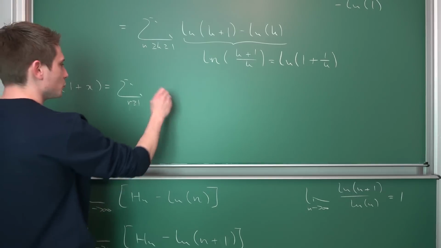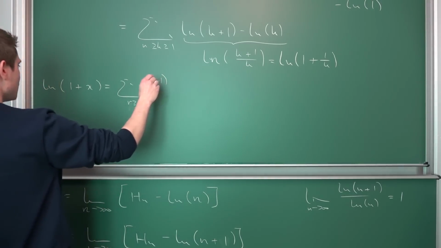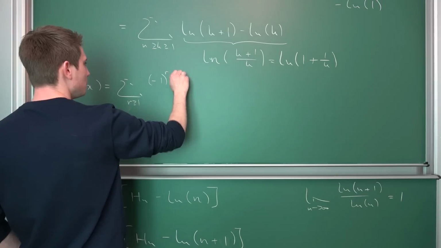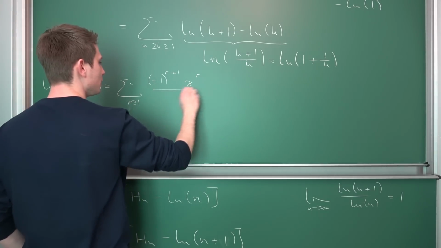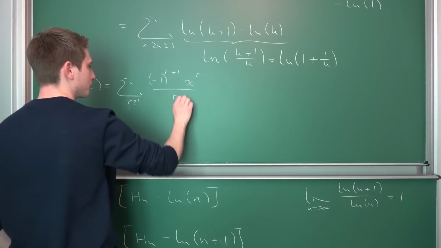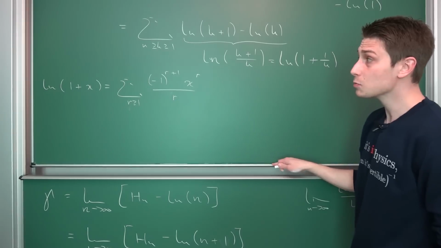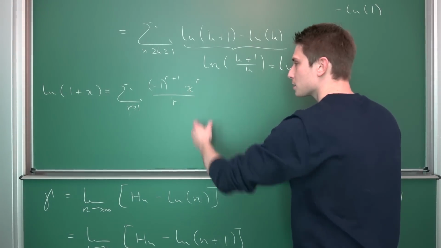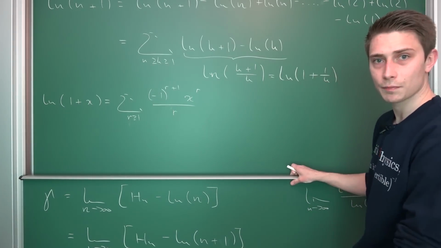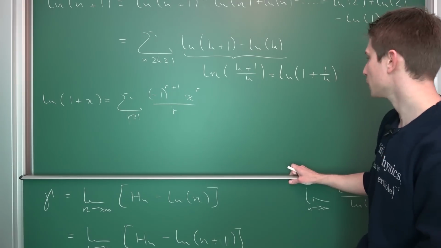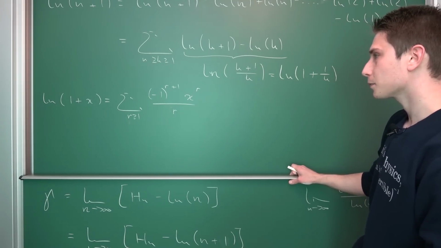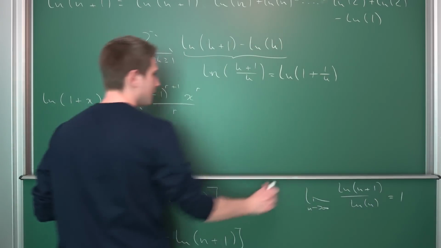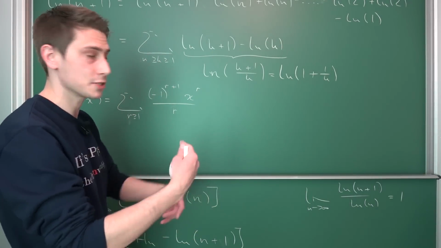So r being greater or equal to 1 of negative 1 to the, now let me see, we have negative 1 to the r plus 1th power, x to the rth power over r, not k. Now this is what we have at the moment. This converges if our x is strictly less than 1, so the absolute value of x is strictly less than 1. It also does work when it's exactly equal to 1, actually, but it can't hit negative 1. Okay, take a look at my radius of convergence thing.